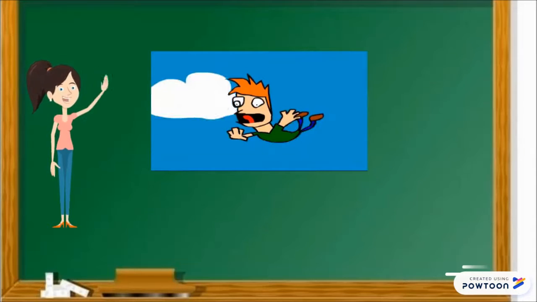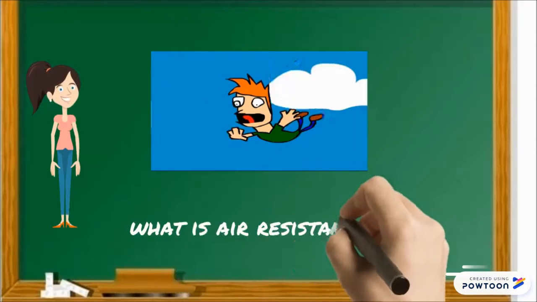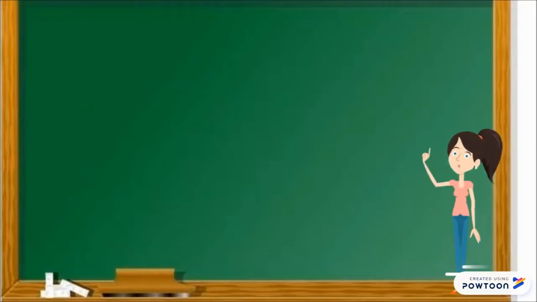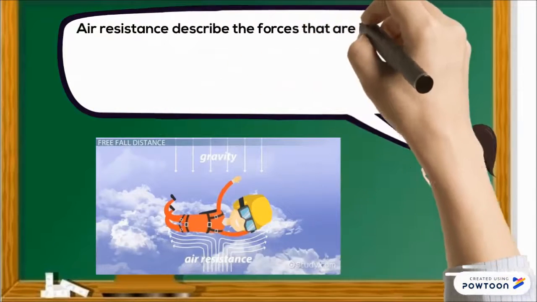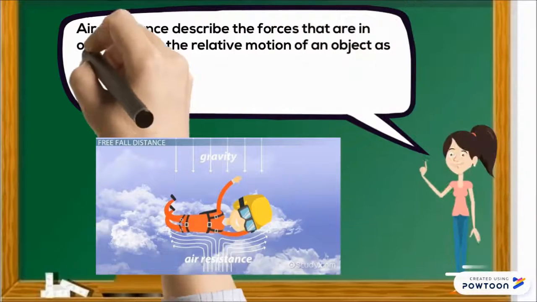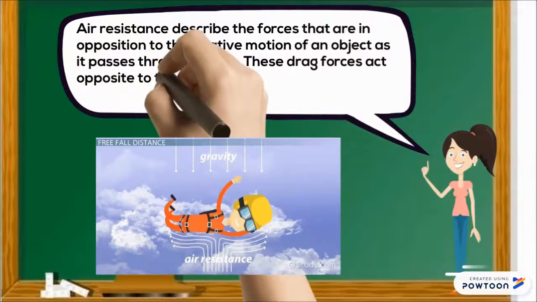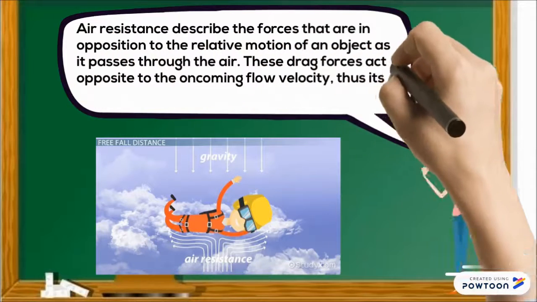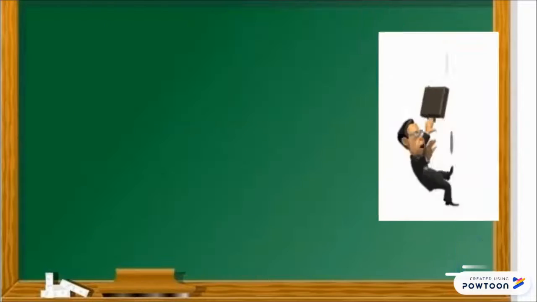About the air resistance. What is air resistance? By definition, air resistance describes the force that is in opposition to the relative motion of an object as it passes through the air. This drag force acts opposite to the oncoming flow velocity, thus it's slowing the object down.